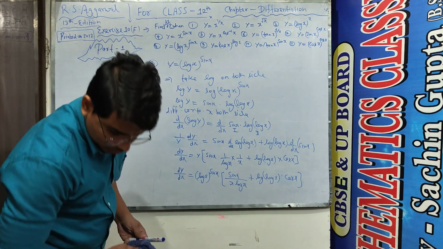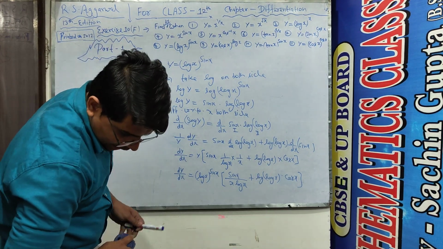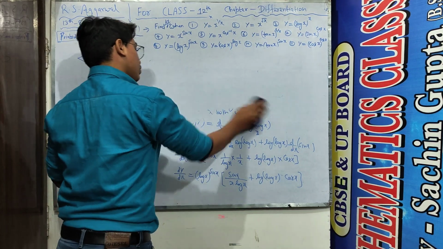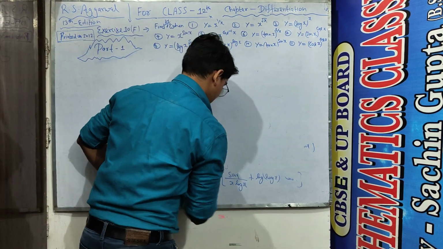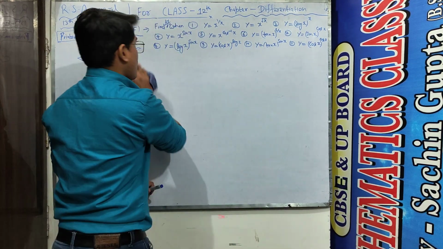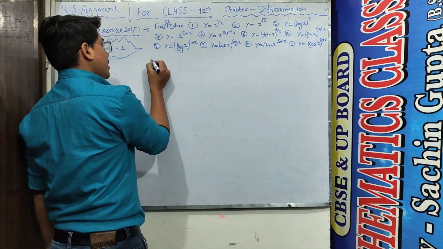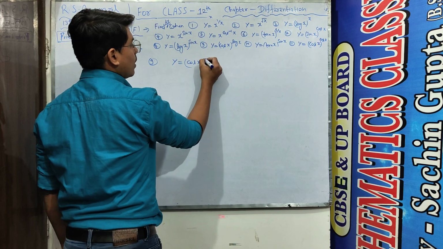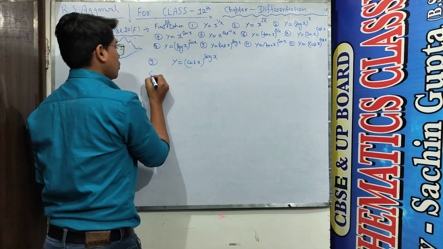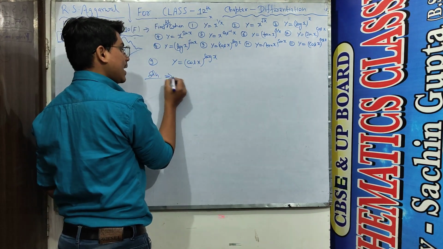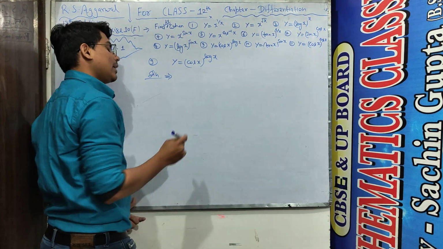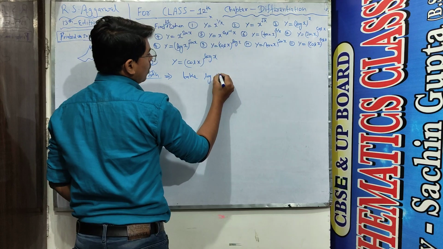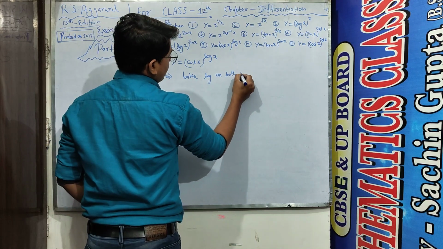Now we go to question number 9, the solution of question number 9. Question number 9 is given to us: y equals cos x whole power log x. Firstly, we take log on both sides.